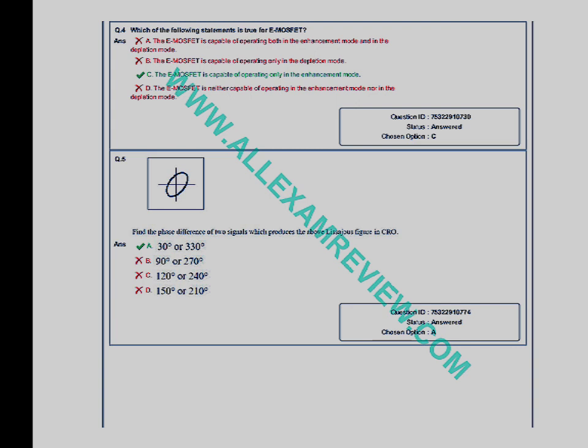Another one, question 5. Find the phase difference of two signals which produce the above Lissajous figure in CRO. 30 degree or 330 degree is right. Option A is the right one.